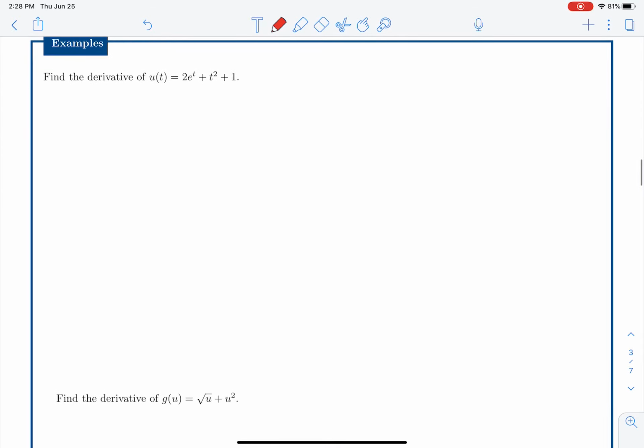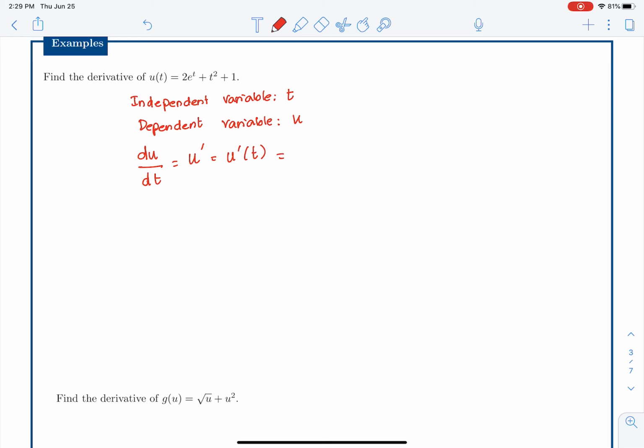So here is a tricky problem. We're trying to find the derivative of u of t. So the independent variable is t. The dependent variable is u. So what we are trying to find is du over dt, or u prime, or u prime of t. They all mean one and the same.